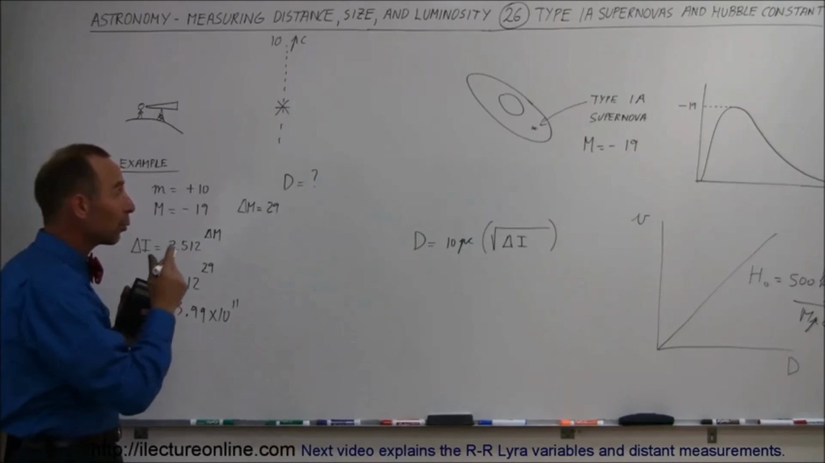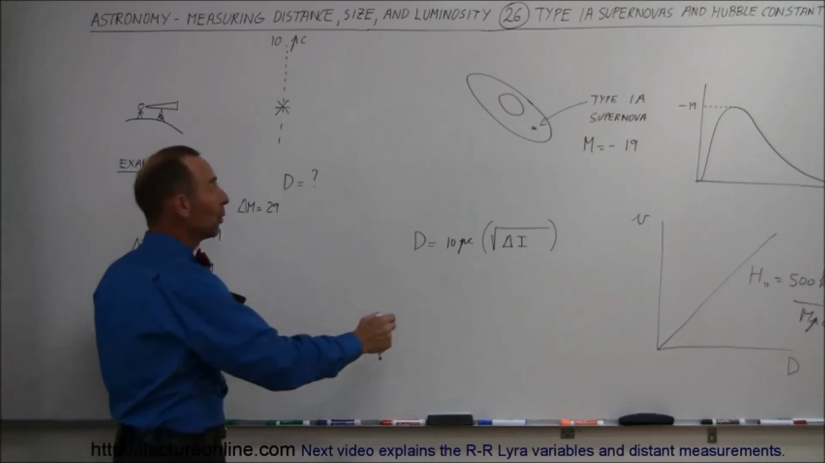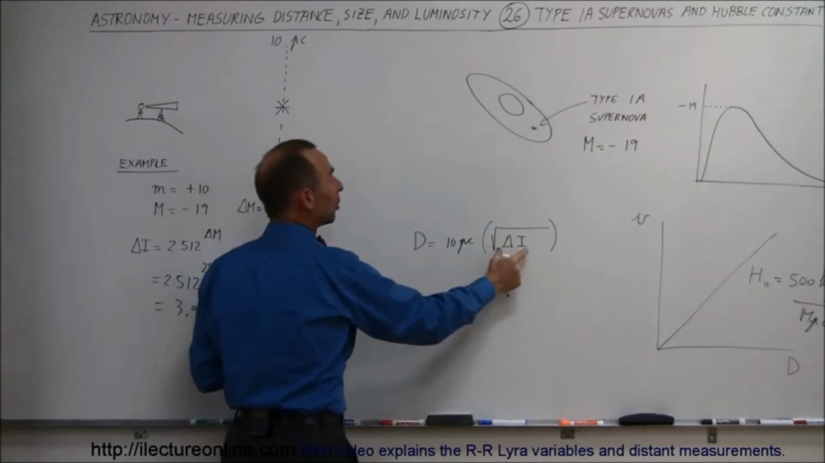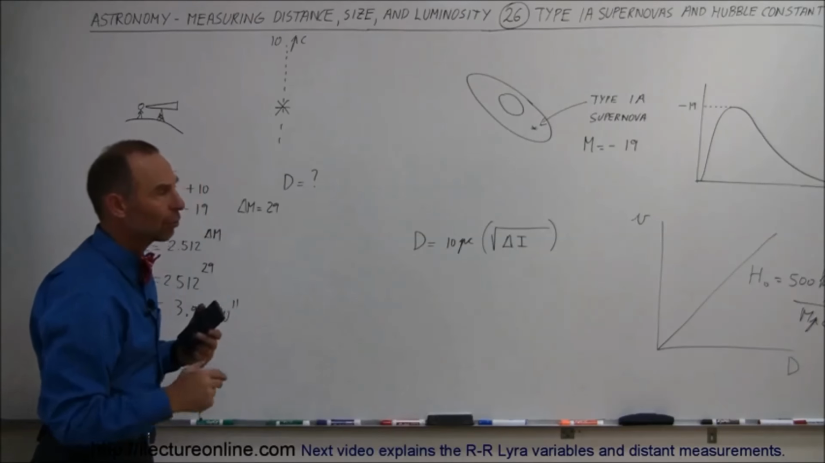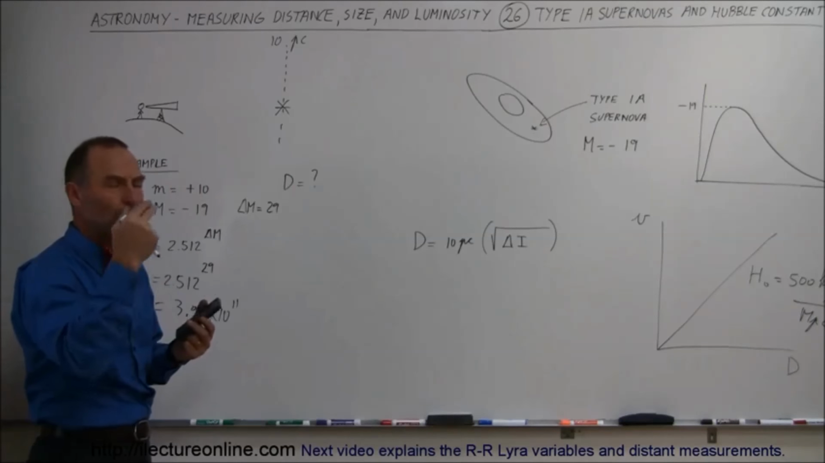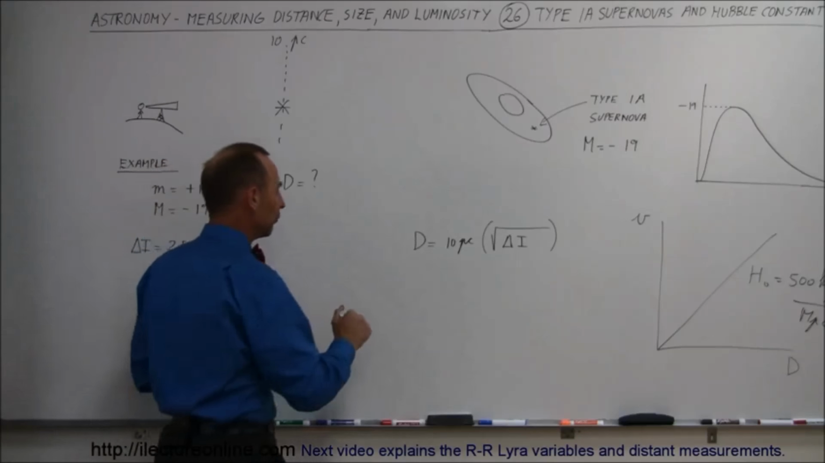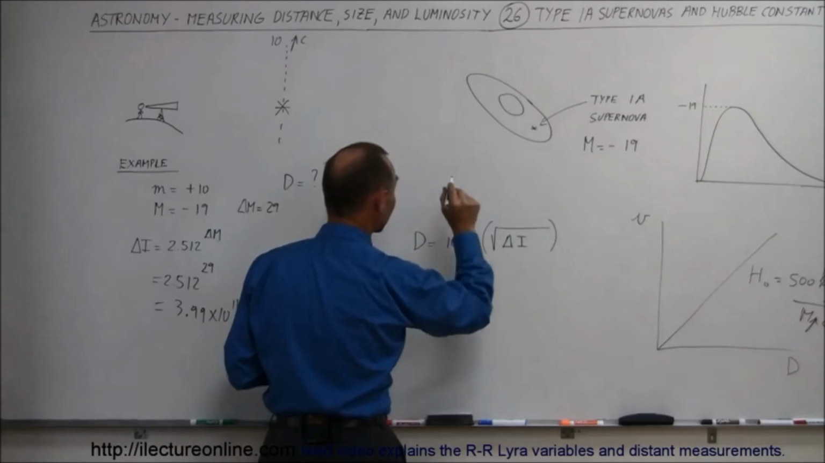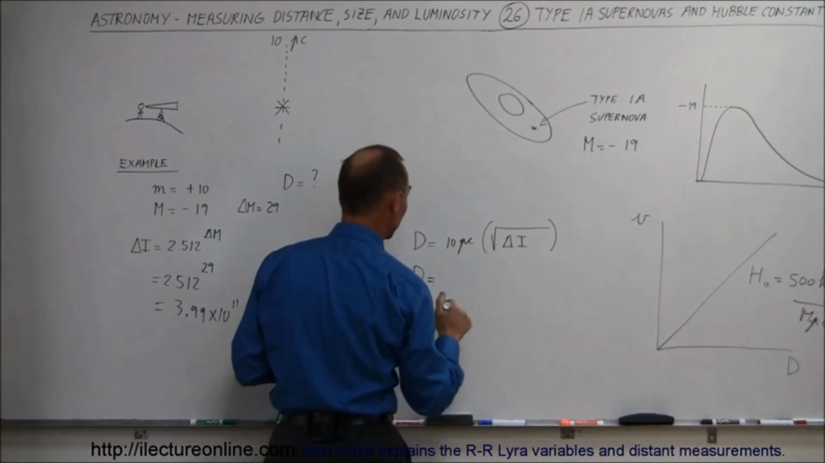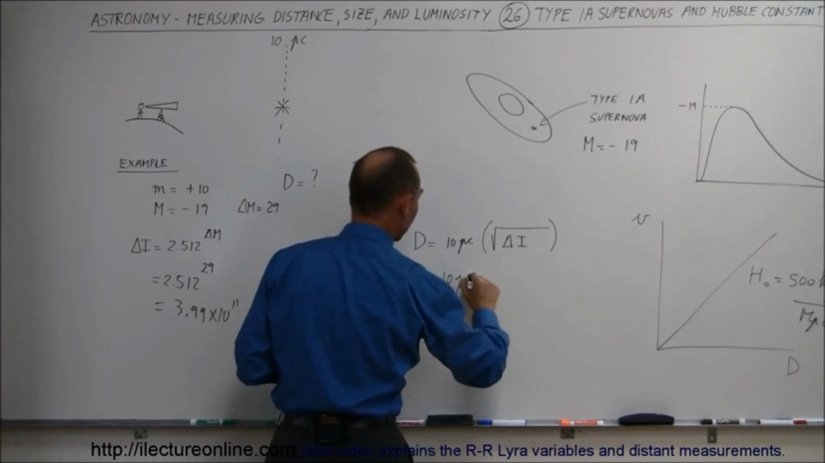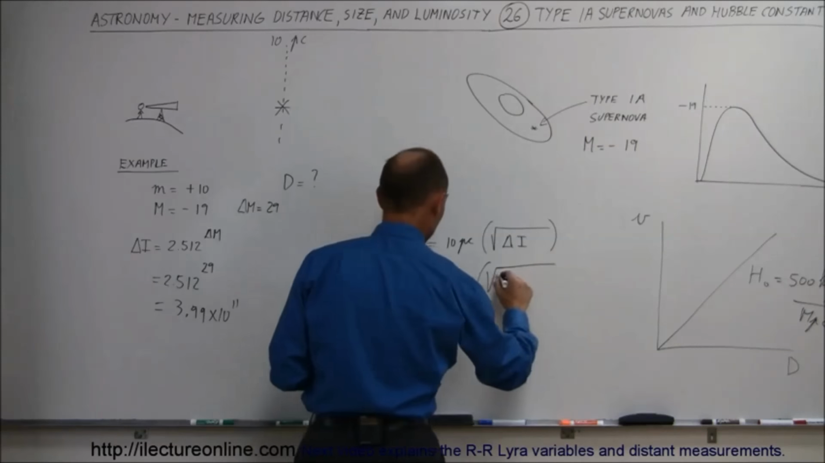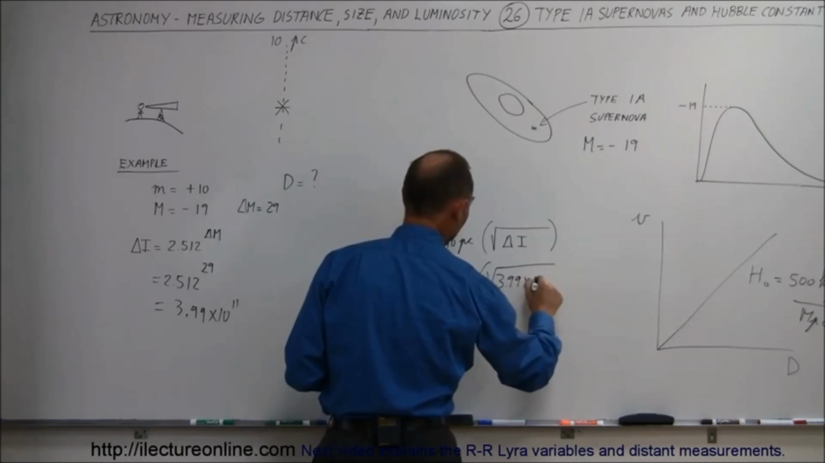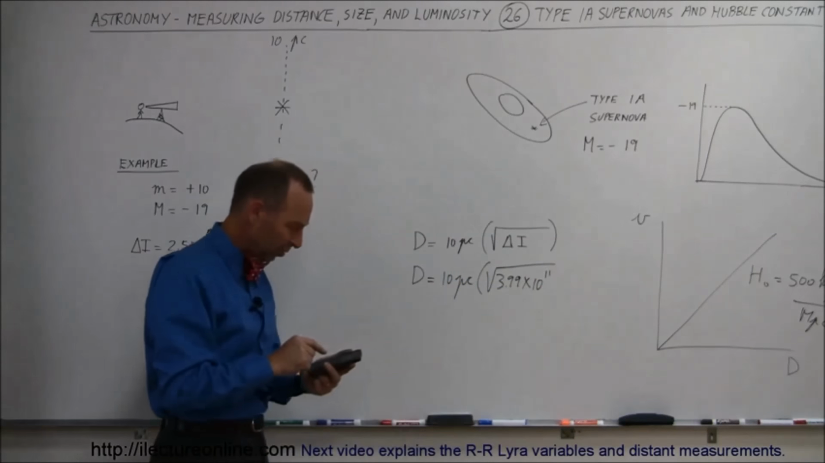So therefore, to find out where it actually occurred, the distance, we take the distance 10 parsecs and multiply it times the square root of the difference in intensity, because remember, the intensity is proportional to 1 over the distance squared. So the distance to the galaxy, which is where the Type 1a supernova occurred, is 10 parsecs times the square root of 3.99 times 10 to the 11th. So let's take the square root of that.